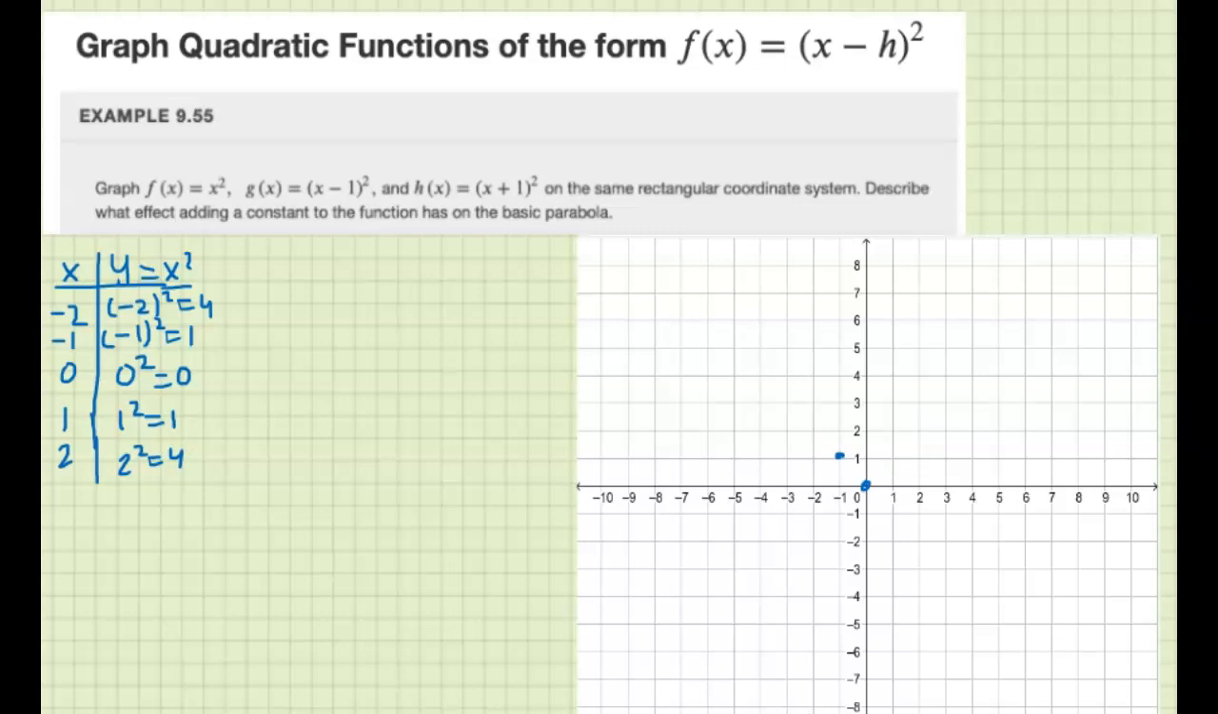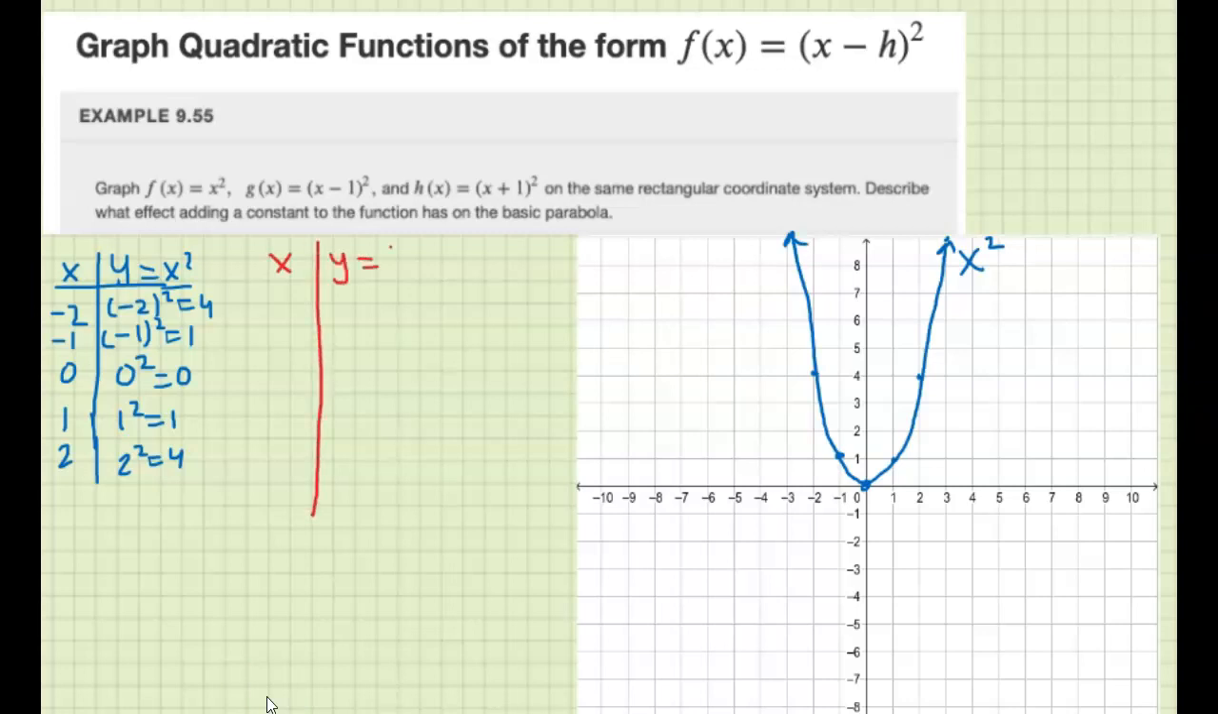Alright, let's make a better job here. 2 and 4, negative 2 and 4, 3 and 9, negative 3 and 9. Okay, there's my two sides of the parabola right here. So that's the basic parabola x squared.